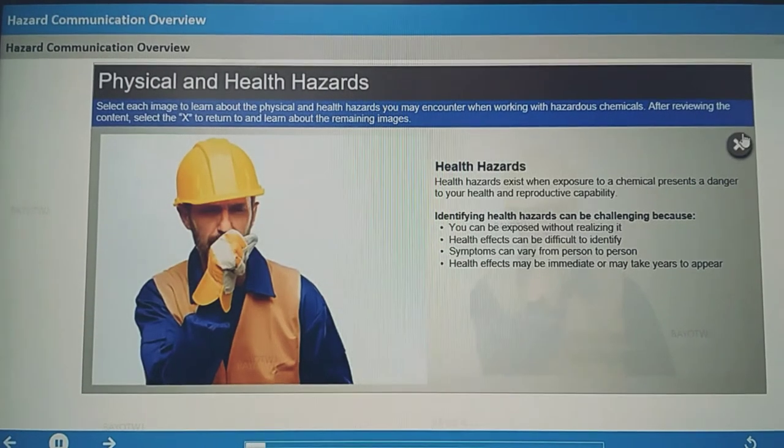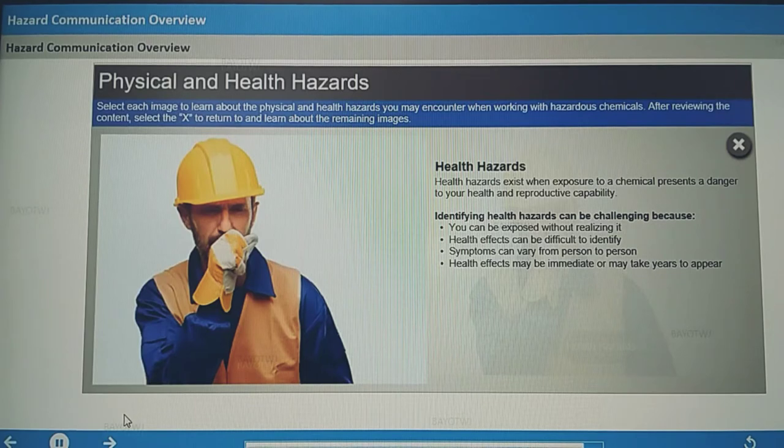Health hazards exist when exposure to a chemical presents a danger to your health and reproductive capability. Identifying health hazards can be challenging because you may be exposed without realizing it. Effects can be difficult to identify. Symptoms can vary from person to person, and health effects may be immediate or may take years to appear.